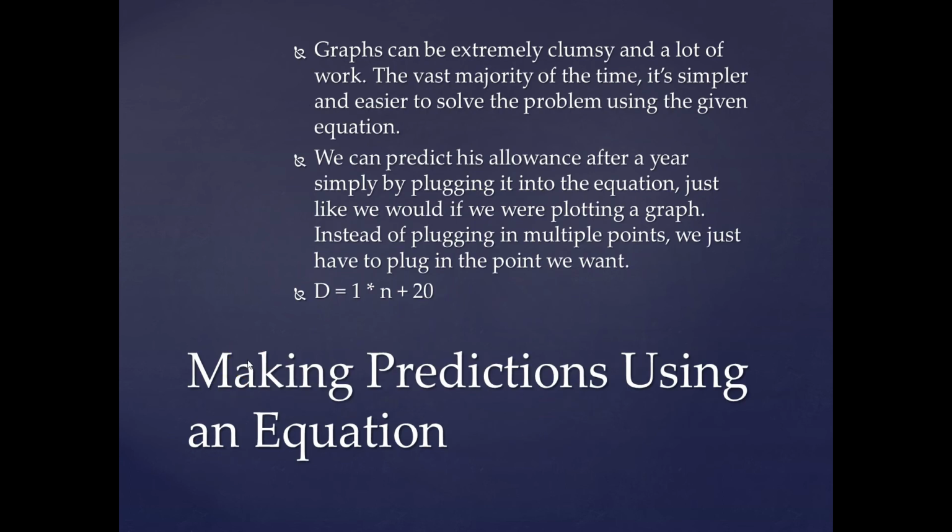So making predictions using an equation. Graphs can be extremely clumsy and a lot of work. The vast majority of the time, it's simpler and easier to solve the problem using the given equation. We can predict his allowance after a year simply by plugging it into the equation, just like we would if we were plotting a graph. Instead of plugging in multiple points, we just have to plug in the point we want. So D is equal to 1 times n plus 20. We can just plug in 12 for n. So 1 times 12 plus 20. We get 32. So after 12 months, his allowance is $32.